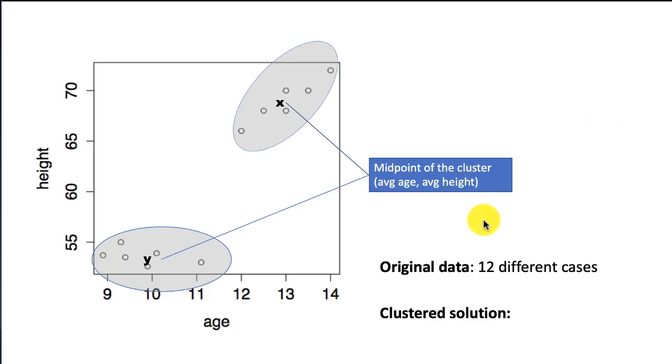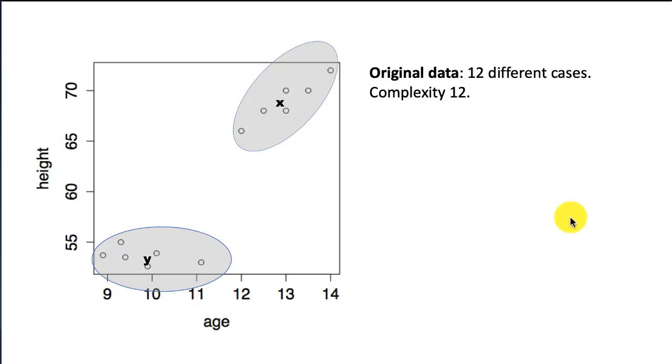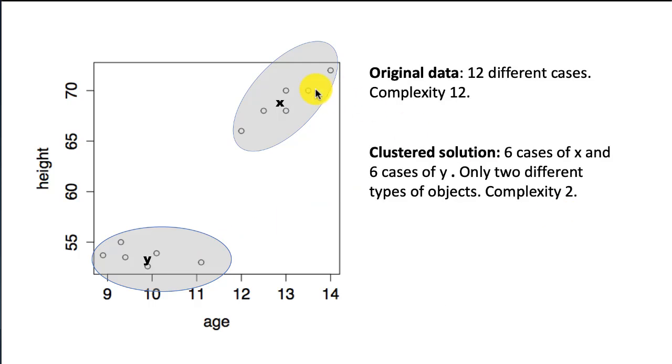Okay, so what we are saying is, if you break it up into two clusters, then you can think of the entire data of 12 people as represented by the two averages, right? So for example, X represents the average age and average height of that group of people, and Y represents the average age and height of this group, right? So rather than seeing this group as 12 different cases, in the clustered solution, we are now seeing the case as 6 cases of X and 6 cases of Y.